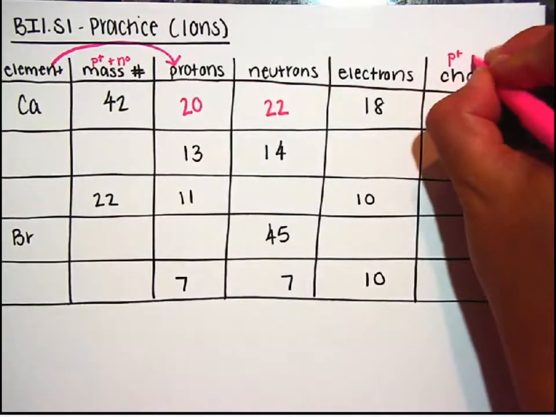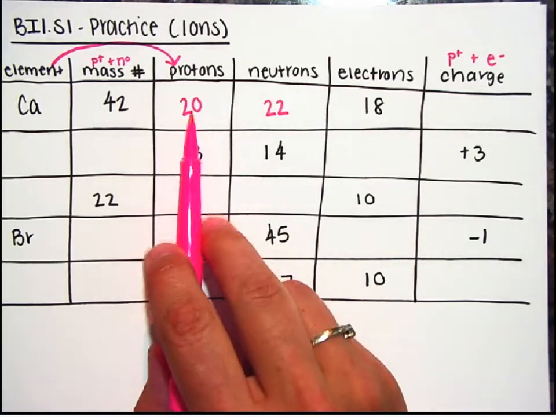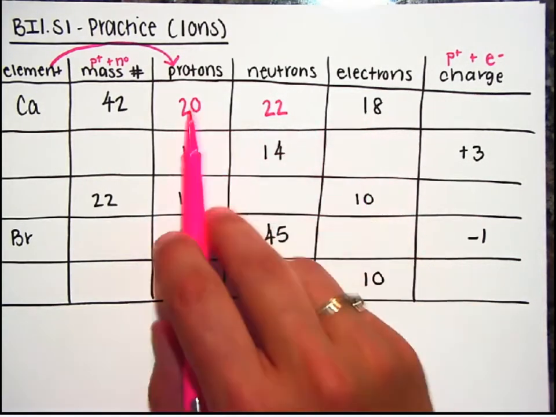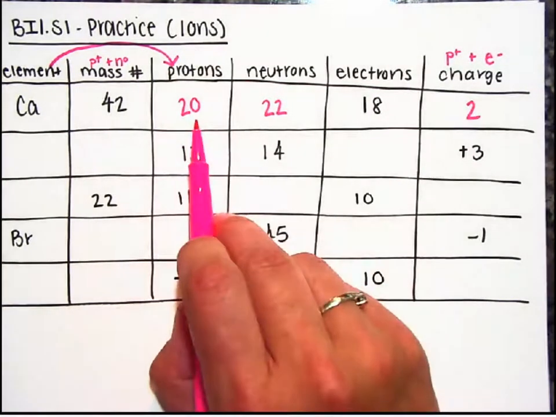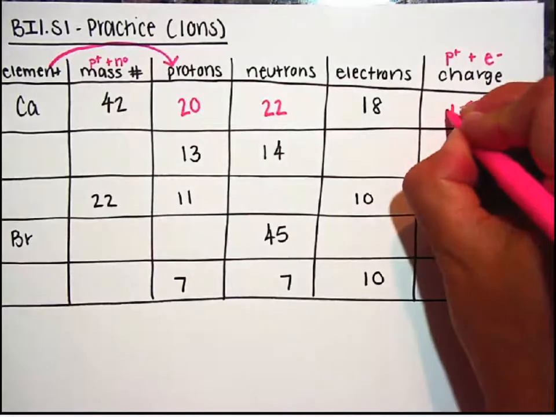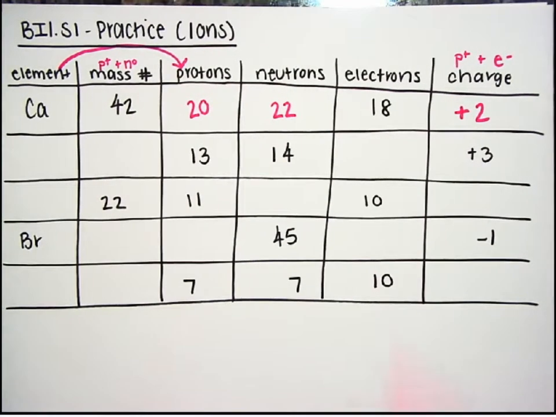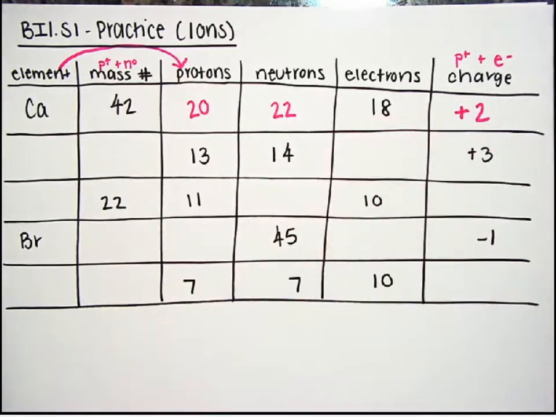For the charge, we need to look at protons and electrons. 20 protons, but only 18 electrons. My difference is 2. I have 2 more protons, and protons are positive, so my charge would be plus 2. 20 positives, 18 negatives gives me a charge of plus 2.